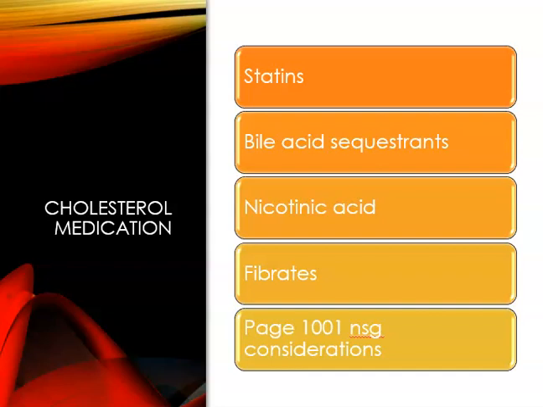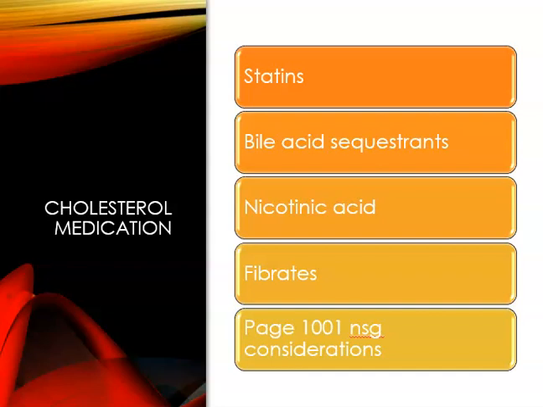A lot of these are going to be pretty easy to remember because they end in statin. They're going to be like your lovastatin, pravastatin, atorvastatin. So a lot of them have names that are pretty easy to remember. This is your first-line treatment again. And your nursing considerations with these are going to be increased liver enzymes and then myopathy.